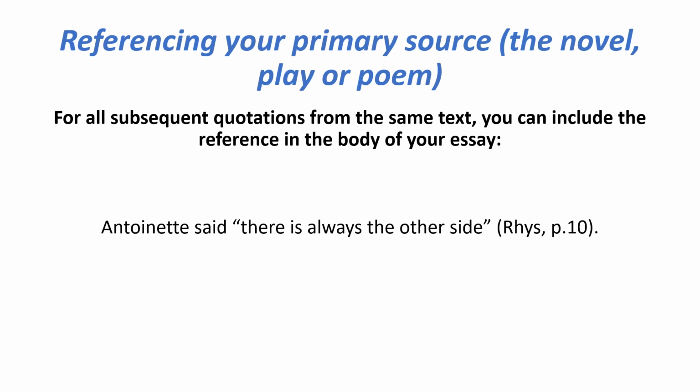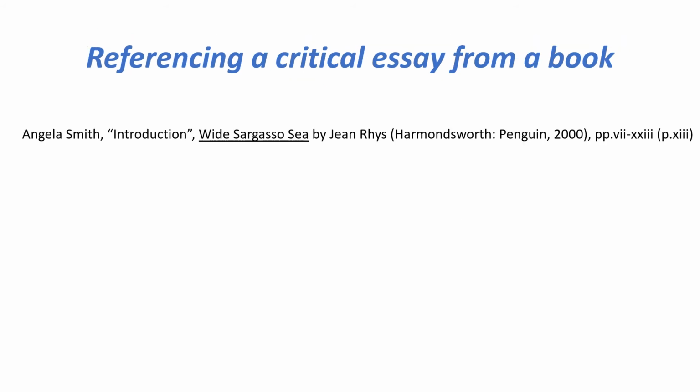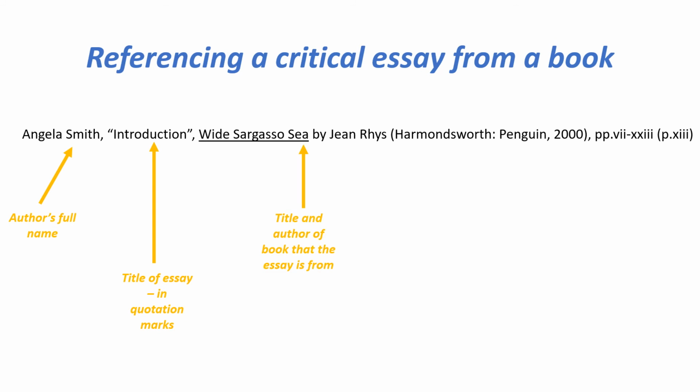Another type of text that you're probably quite likely to reference in your coursework is a critical essay from a book. So here, the example I've taken is the introduction to my copy of Wide Sargasso Sea. So you start off by having the full name of the person who's written that section. So here it's Angela Smith, who's the author of the introduction. Then you have the title of the essay in quotation marks. So here it's introduction. It might be more complicated if it's from a different source. You have the title and the author of the book that the essay is from. And again, the title of the whole book is always underlined.